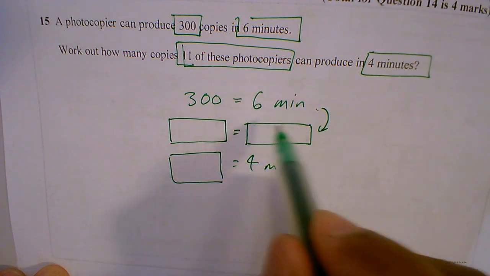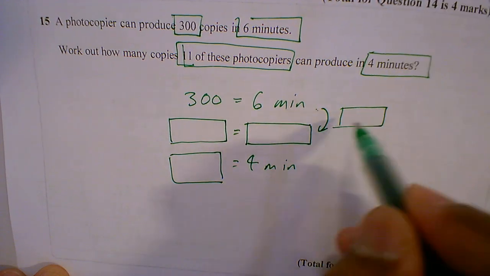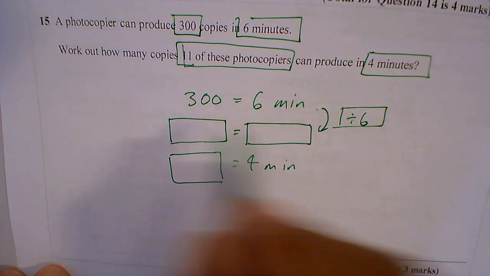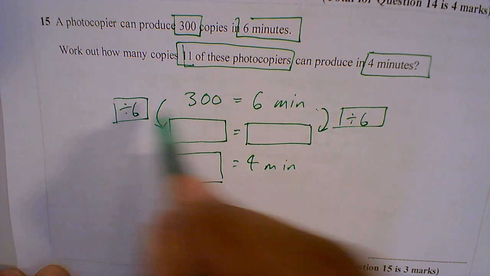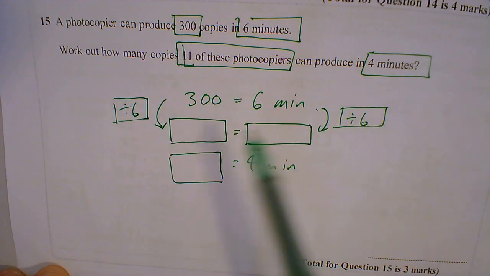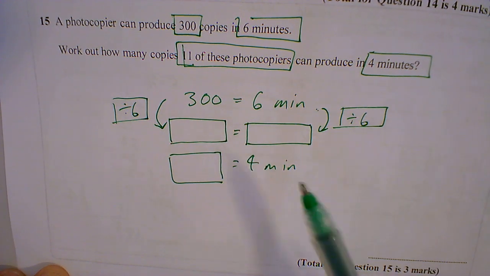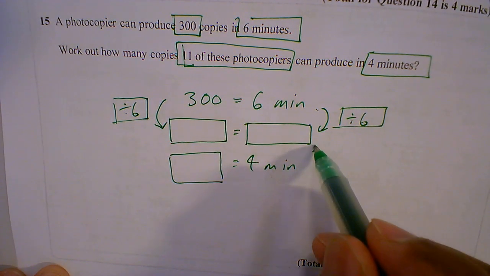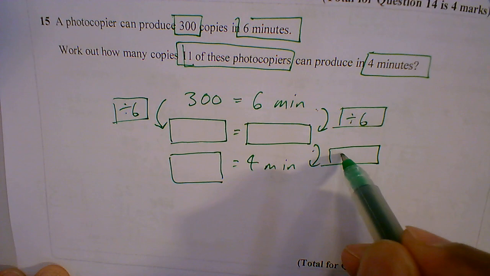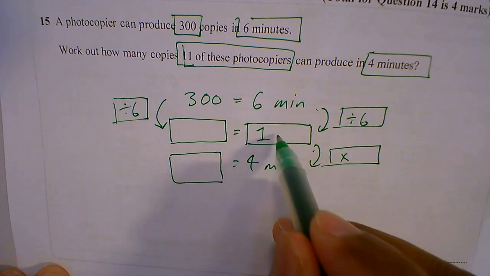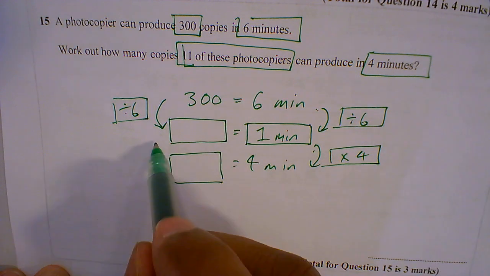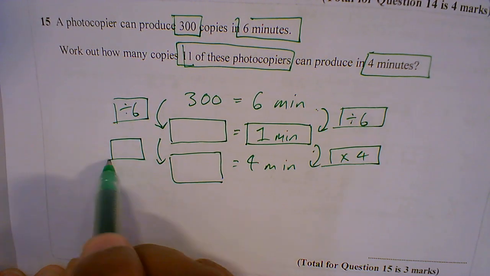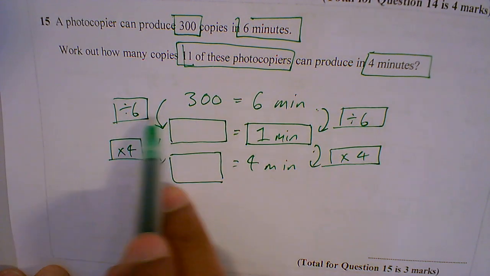So here I can divide by 6. So I do the same thing here. Divide by 6. And then I can go to 4 minutes. So because then I have to multiply by, this will be 1 minute, and then 1 times 4 gives me 4 minutes. So now I need to do this calculation.